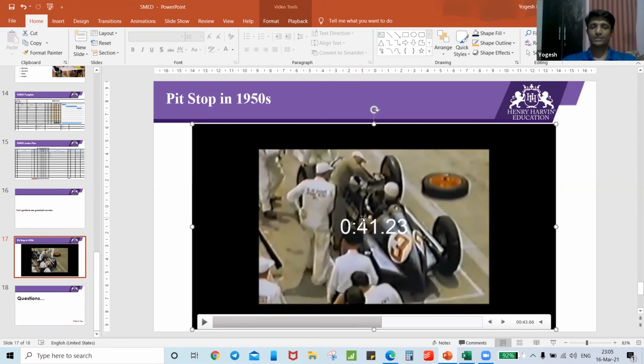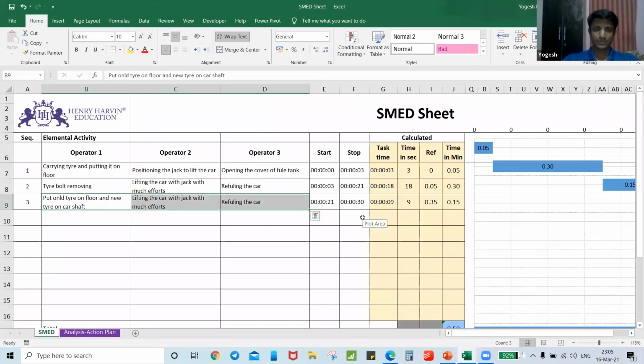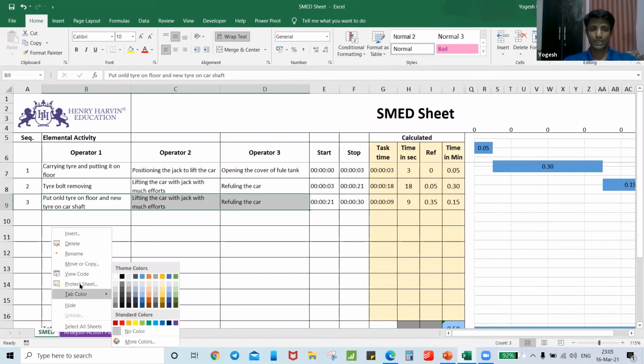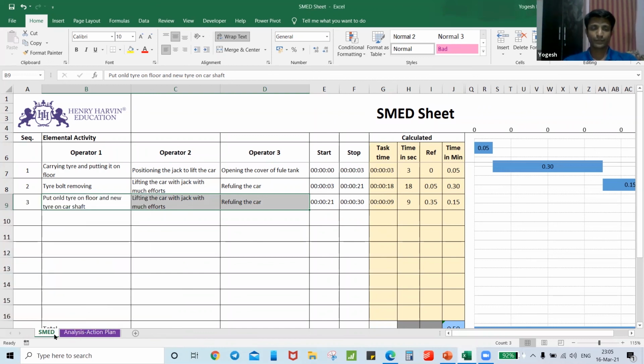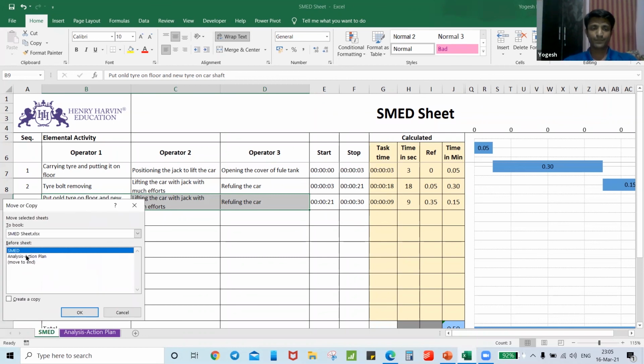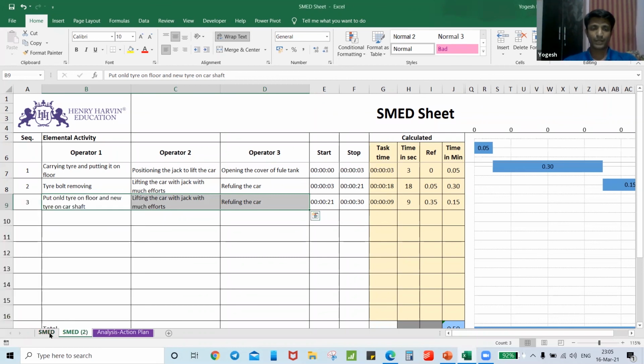So the best way to perform these kinds of activities when multiple people are involved and every one of them is doing a different activity is to use three different sheets, one sheet per operator. So we can create a copy of the sheet, and we can do it operator wise. So this one will be operator 1, right? So this one will be operator 2 and operator 3, 4, and so on.